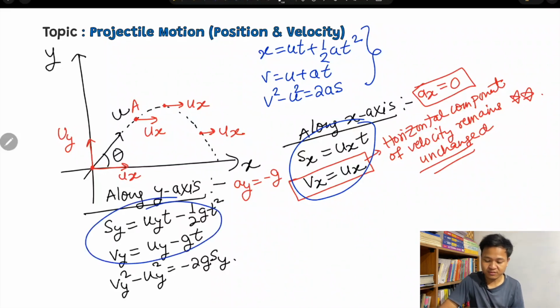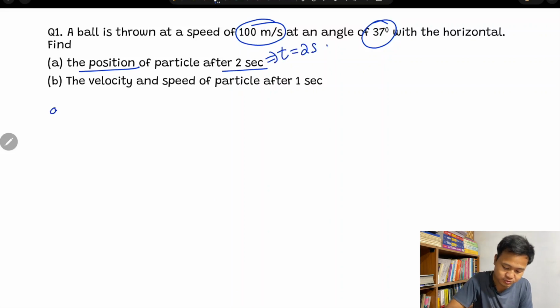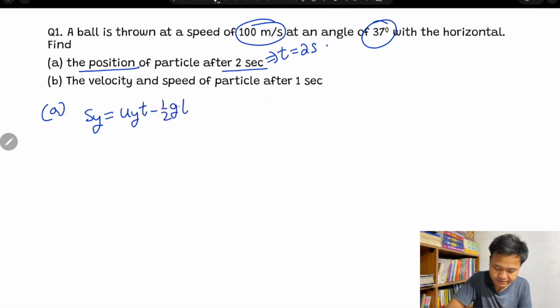Now let's solve some questions based on this. Question number one: a ball is thrown at the speed of 100 meters per second at an angle of 37 degrees with the horizontal. Find the position after 2 seconds. So here time is given as 2 seconds. So let's do it. The formula is sy equals uy into t minus half zt square. First we need to find ux and uy.